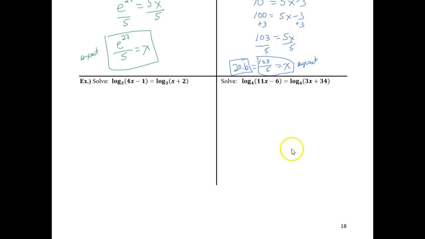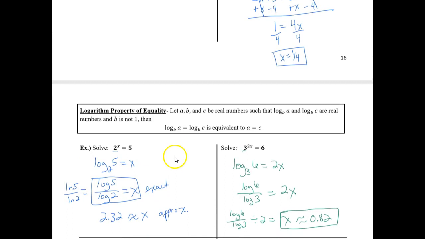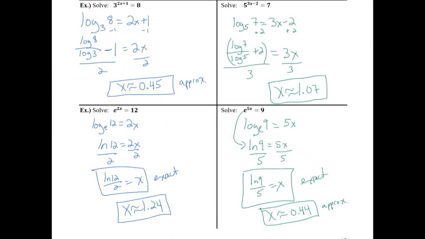In this video, we're going to solve logarithmic equations where two logs are equal. So this goes back to our property that says if log base b of a equals log base b of c, then a has to equal c. So if two logs are equal with the same base, then what you took the log of also has to be equal.